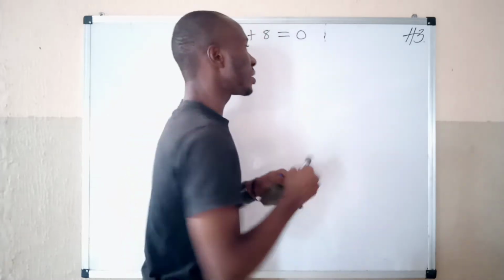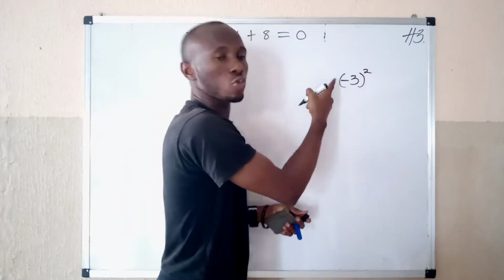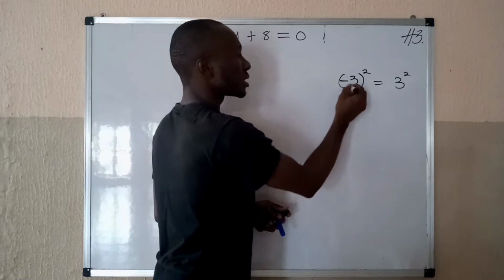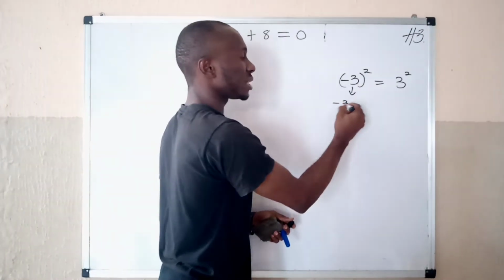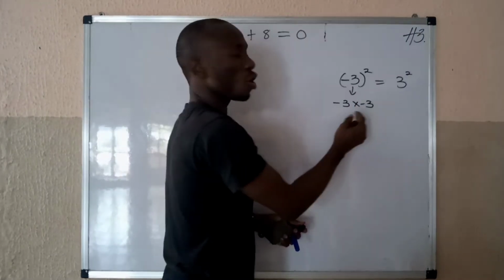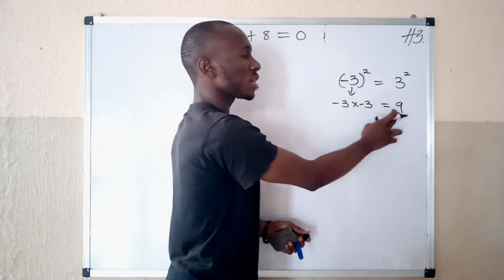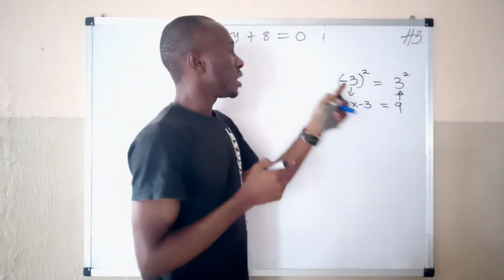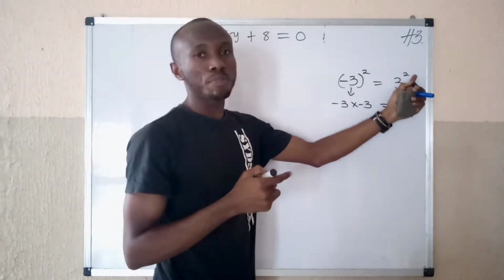The knowledge is if I have negative 3 to the power 2, it's simply 3 to the power 2. Why? Because negative 3 to the power 2 can be expressed as negative 3 times negative 3, which is equal to a positive 9. And of course, a positive 9 is simply 3 to the power 2. That means negative 3 to the power 2 is simply a positive 3 to that same power 2.